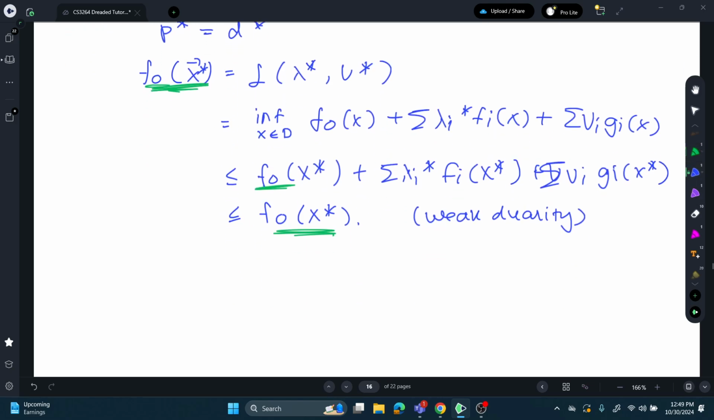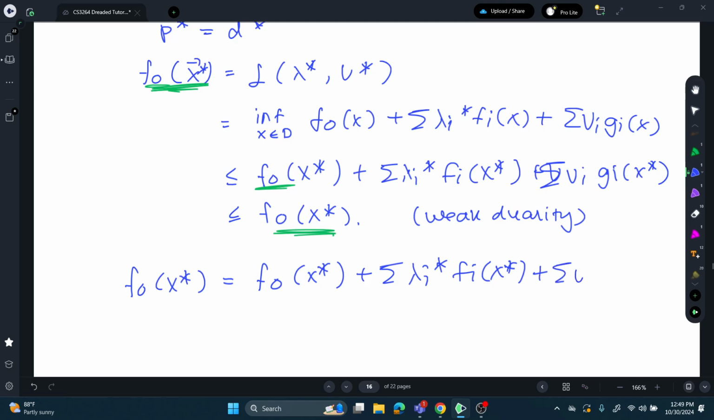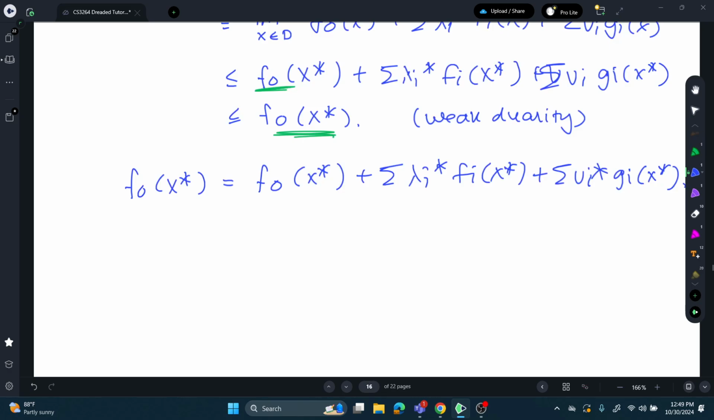Which can only mean that my f0(x*) will be equal to this thing. Okay? Any questions? This is a long thing. Okay? This can only be equal to this. And thus, this will be cancelled out, right? So this will be 0.